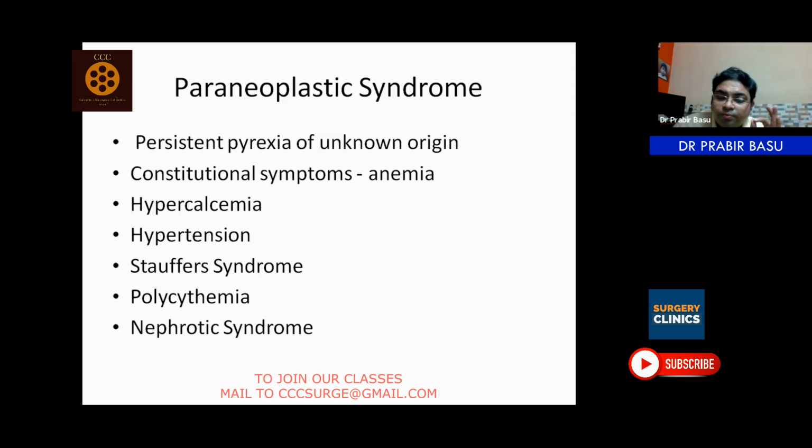Stauffer syndrome. Very fancy name, but the examiner loves to ask about Stauffer syndrome, and it can come as a short note also. It's a non-metastatic hepatic dysfunction. Here, there will be disarray of your liver enzymes. It has been found in biopsy there is no metastasis but hepatic necrosis, and these patients do very well after you remove the kidney. That's called Stauffer syndrome.